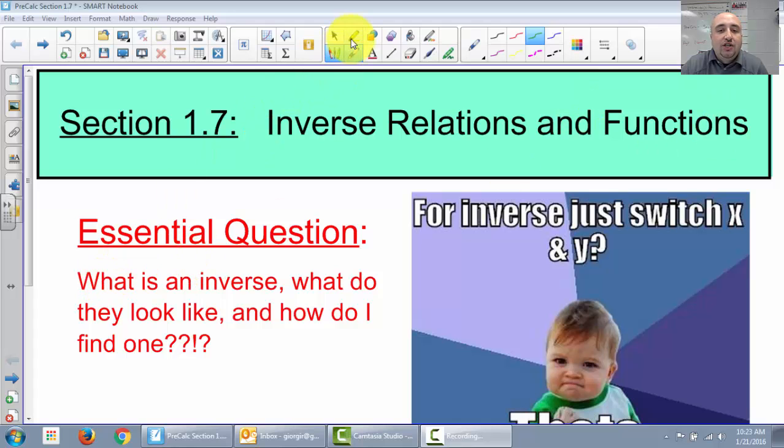The essential question is, what is an inverse? What do they look like? And how do I find one? Okay, so that talks a lot of stuff. So we're going to take this step by step, make sure we get this, and it's not too hard. It should be pretty easy for you.